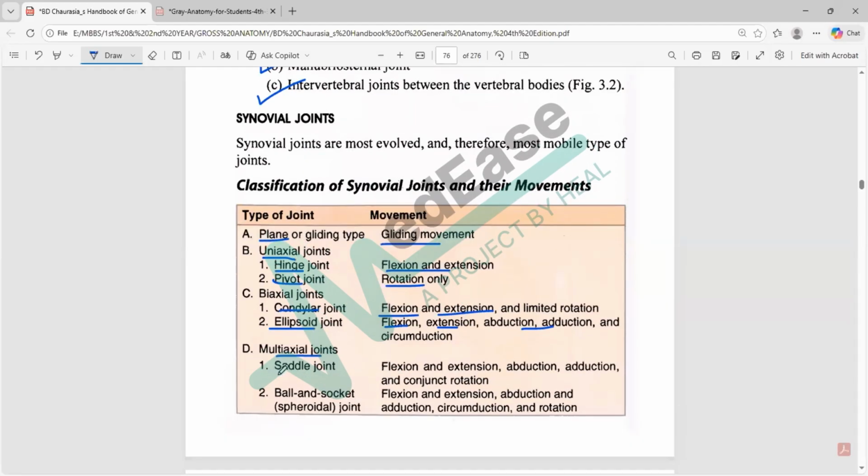The multi-axial joints are the saddle and the ball and socket. Most of the functions they share, but the saddle will not provide circumduction, while the ball and socket will easily provide circumduction. All the other movements are provided by both the saddle and the ball and socket, which are flexion, extension, abduction, adduction, and rotation as well. But circumduction is specific to the ball and socket mainly.